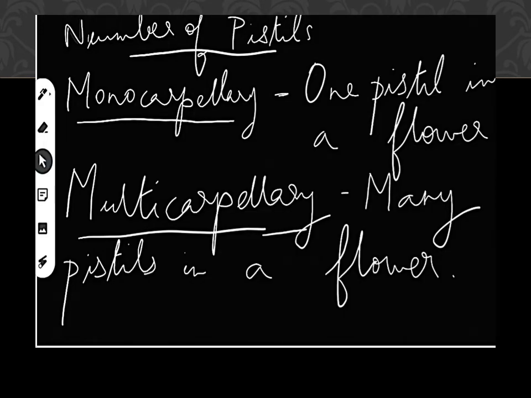Number of pistils. Pistils can be classified into monocarpellary and multicarpellary based on the number of pistils present in a flower. They are called monocarpellary when there is one pistil in a flower. They are called multicarpellary when there are many pistils in a flower.